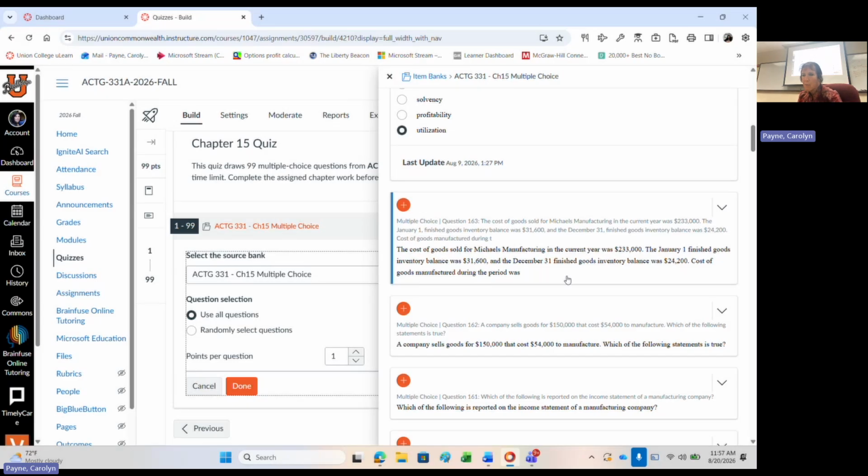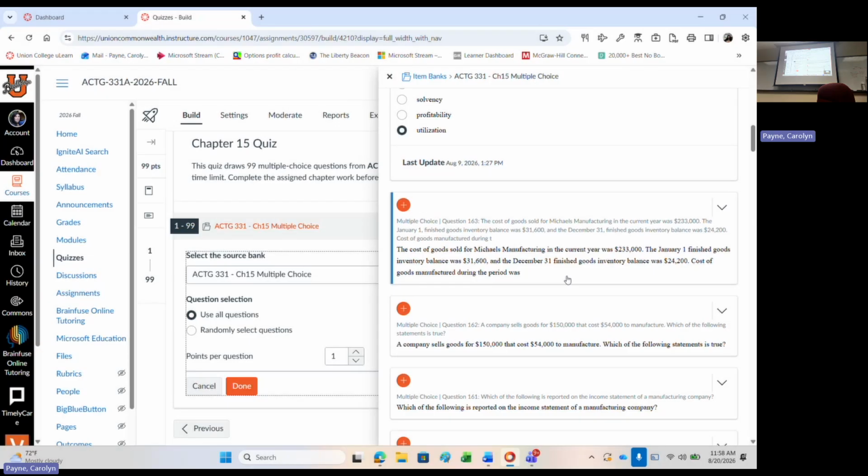Cost of goods sold for Michaels Manufacturing in the current year was $233,000. Finished goods at the beginning of the month was the December ending finished goods, so the cost of goods manufactured. In order to answer this question, we have to know those formulas. So remember the formulas. The formula for cost of goods manufactured, I shouldn't have erased it: beginning work in process plus all our costs minus ending work in process equals cost of goods manufactured. It says the total cost of goods sold. Would you not use the formula for cost of goods sold? Exactly. Just figured that out.